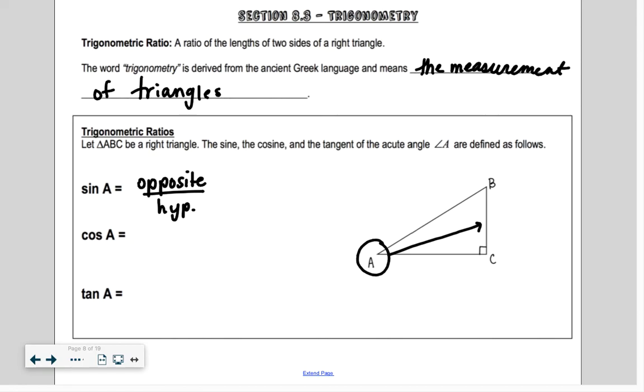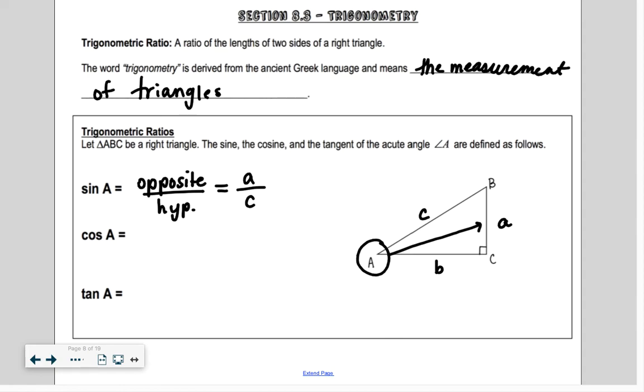The side that's across from angle A, we shortcut by writing little a. The side that's across from angle B, we shortcut by writing little b, and the side that's across from angle C is little c. You've seen that before with the Pythagorean theorem, a squared plus b squared equals c squared, where c is the hypotenuse. So the side that is opposite angle A is little a, and the hypotenuse is c. So it ends up being a ratio. It's a fraction in the end.